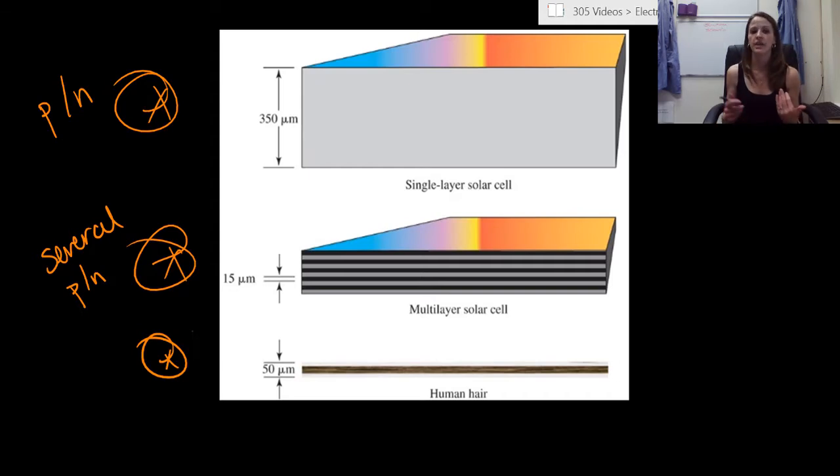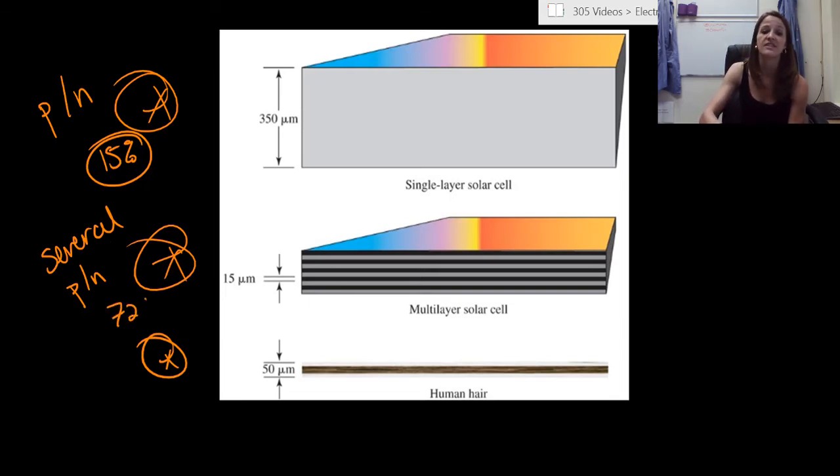Now, why are we looking at these different ones? Well, a single layer solar cell is about 15% efficient. So a commercial single layer solar cell is about 15% efficient. However, if you stack all of these P and N type semiconductors on top of each other, you can actually increase the efficiency to 72%. Okay, that is ludicrous. It is so crazy. We can increase this to 72% efficiency.